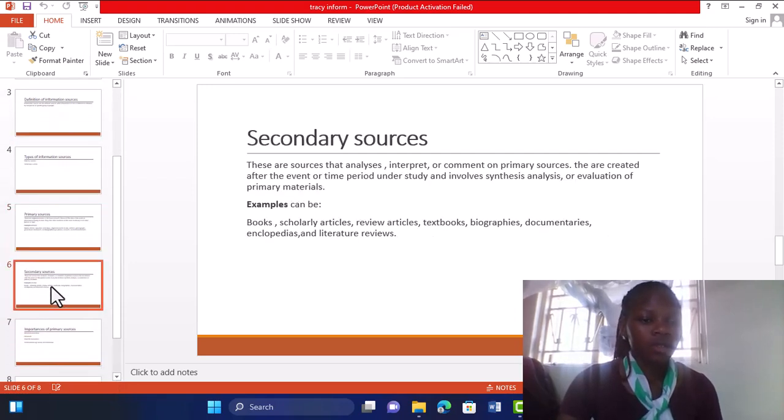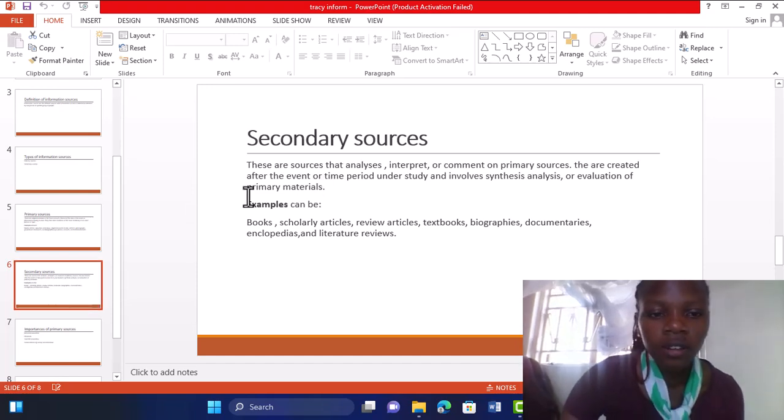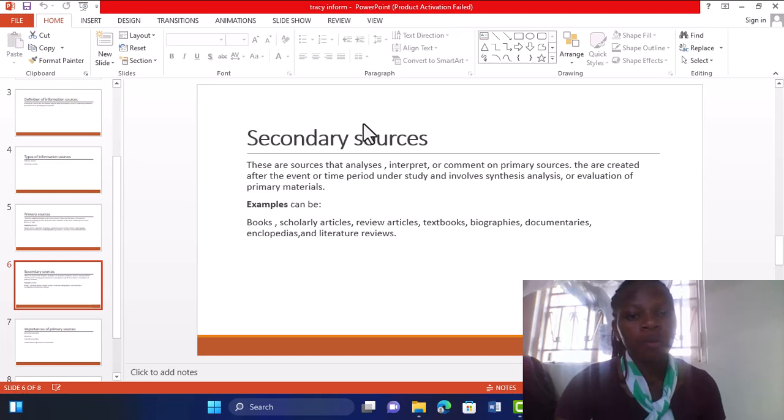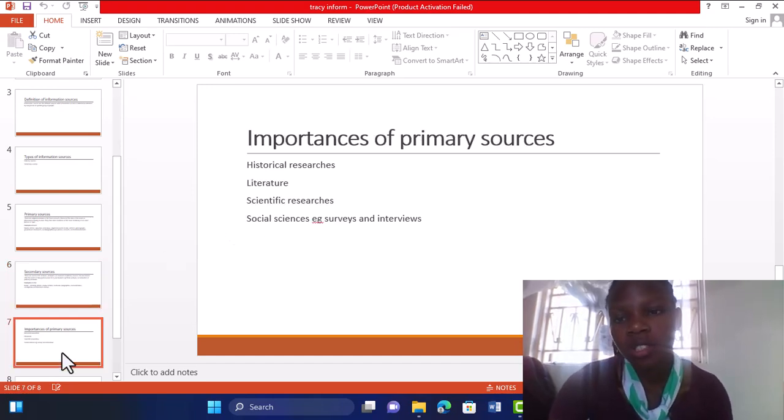Before we proceed to the secondary sources, I would like us to first get to know the importance of primary sources. Primary sources help us in historical research. History needs facts. That is why a primary source is very important in historical research. It gives original information of what happened.